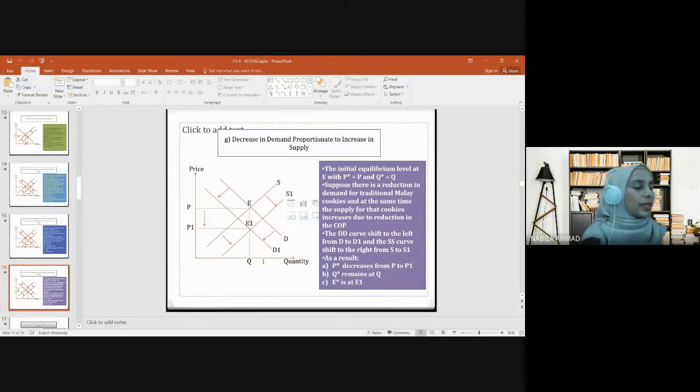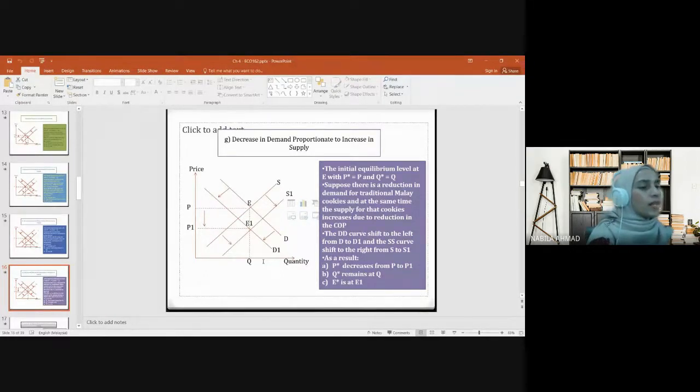Now, kita ada satu lagi di mana simultaneous shift, yeah, shift both demand and supply curve ni shift together. Tetapi at different proportion, jarak yang tidak sama. Okay, untuk textbook boleh refer page 105 sehingga 108. Okay, boleh refer di situ. Ya, saya juga share dalam WhatsApp group lah.